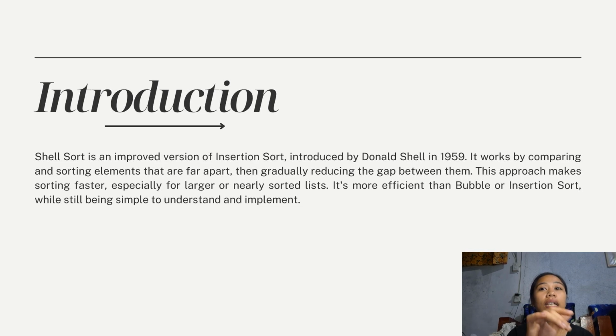Then it gradually reduces the gap between comparisons. This diminishing gap approach lets elements jump large distances towards their correct spot quickly. So when the gap finally becomes 1, like a regular insertion sort, the list is already nearly sorted, making the final step very fast. It is much faster than basic sorts like bubble or insertion sort while still being straightforward to understand and implement.